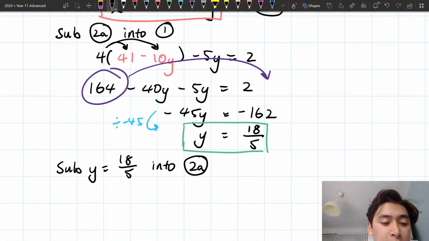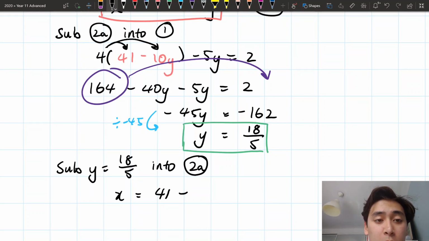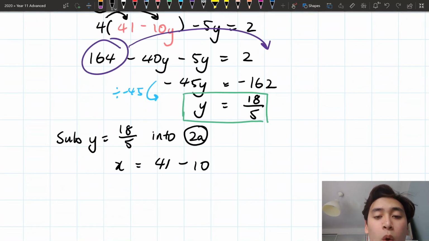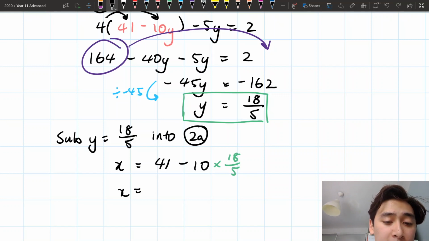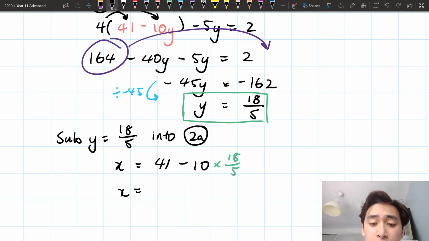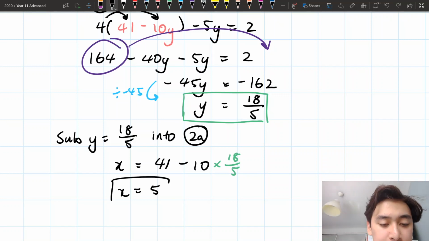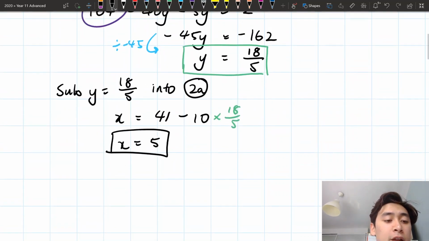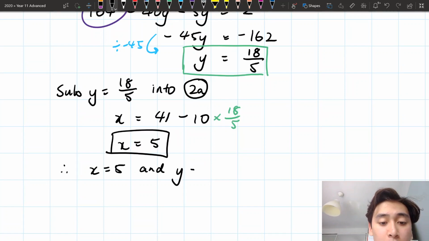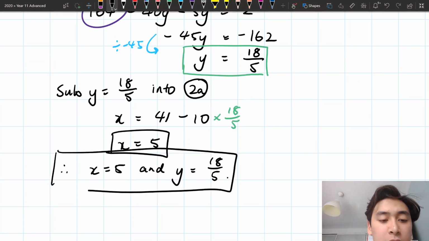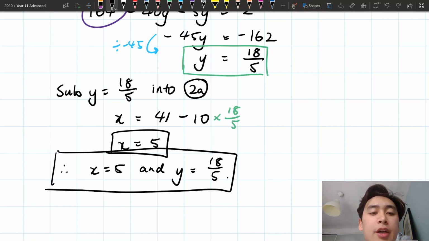So here I'm going to get x is equal to 41 minus, what is it, 10y. So I'm just going to replace the y value of 18 over 5. And when this all simplifies, I think you end up getting, let me just check, x is equal to 5. And so the final answer is, therefore, x is equal to 5 and y is equal to 18 over 5. So for this first example, so question 3G, that's what we do.